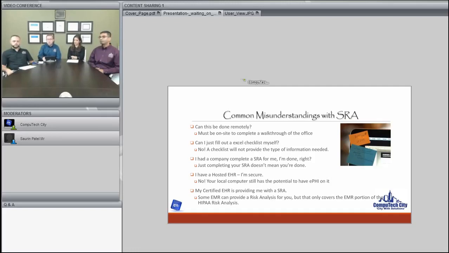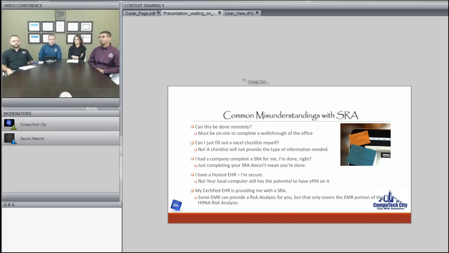I have a hosted EMR, and I'm secure. No, your local computer can still have the potential to have patient information on it. Think about this. Have you ever visited any hospital websites or portals or insurance verification? If you have, then you could have cookies on your local computer which would contain patient information. That needs to be removed, or if it's not, it needs to be monitored and secured.